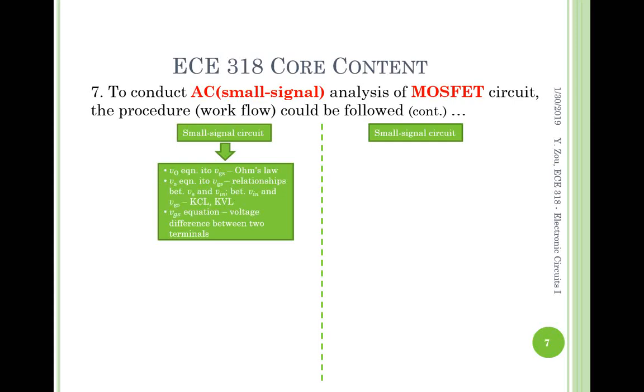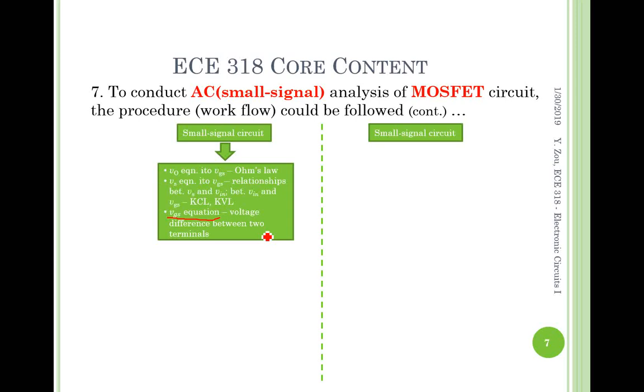And then you might need a so-called VGS equation. This is actually not something difficult. However, it's generally speaking very easy to be forgotten. Most of the time it is a voltage potential difference between two terminals. Okay, so depending on the given specific circuit, you can decide what kind of equations you need and write.